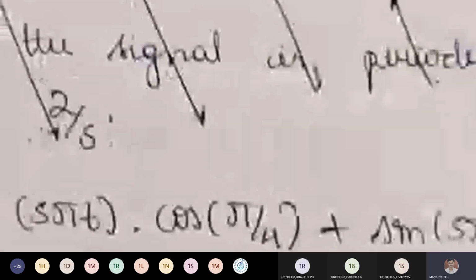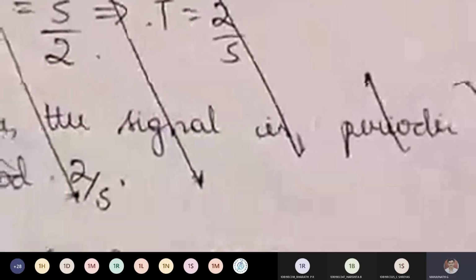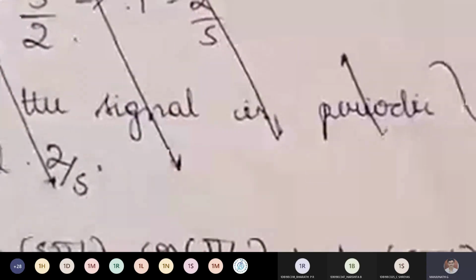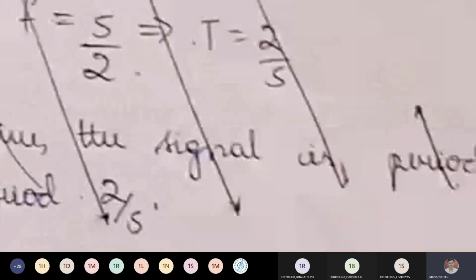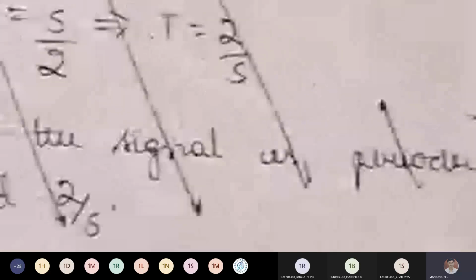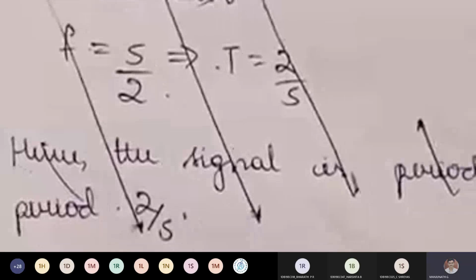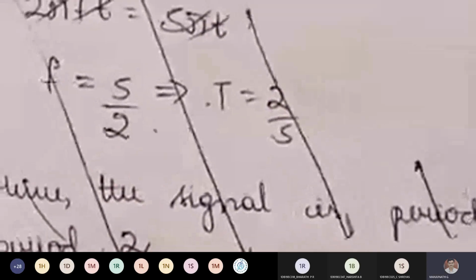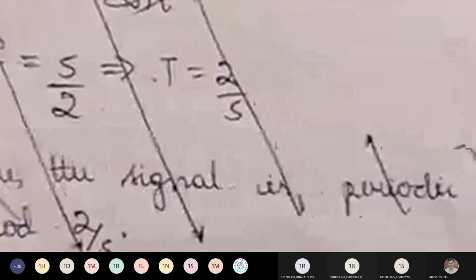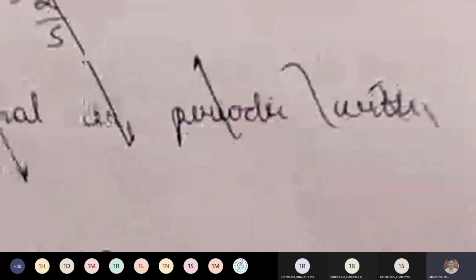After expanding that formula, you just show what has happened. I've written it as 4 by root 2, which I derived from cos pi by 4 and sin pi by 4, and expressed it as 4 by root 2 cos 5 pi t plus 4 by root 2 sin 5 pi t. Then, from 2 pi f1 t equal to 5 pi t, I get the frequency as 5 by 2 and the time period as 2 by 5.